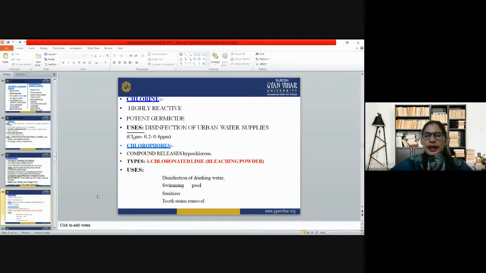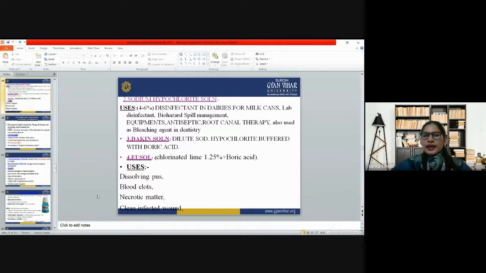Now we have type 1, chlorinated lime, which is called bleaching powder. You have probably heard about bleaching powder, which people use to clean pools, wells, and household water tanks. It is used mainly for disinfection of drinking water, swimming pools, as a sanitizer, and for tooth stain removal.